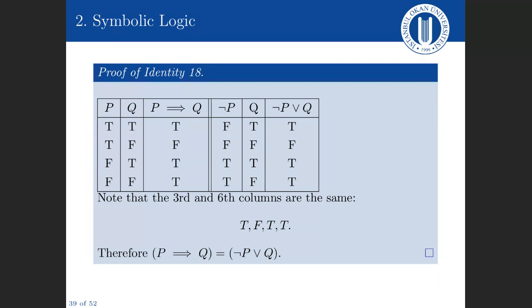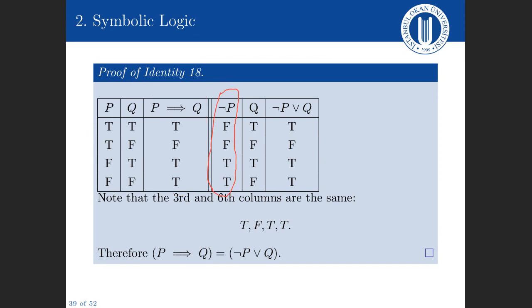I'm writing down P implies Q, I'm writing down not P, and I'm writing down Q, and then finally I'm writing not P or Q. P implies Q, we've already done this. If you look back on a previous slide or a previous page of your lecture notes, you'll see this column must be true, false, true, true.